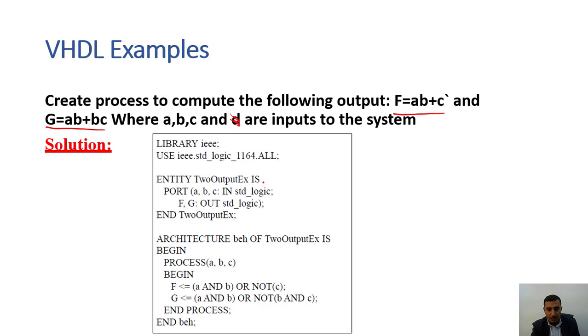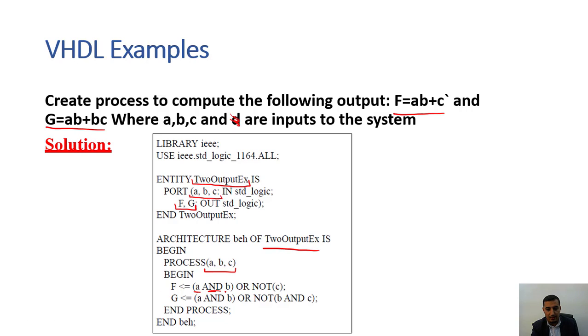Now you can see we start by creating a 2 output example entity. We call it any name, we call it 2 output example. It has 3 inputs, which are A, B, and C, and 2 outputs, which are F and G. Then we created the architecture behavior of this example. It has a process that is sensitive to A, B, and C. If any one of them changes, we start running.